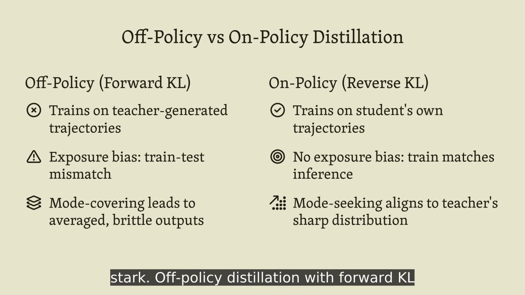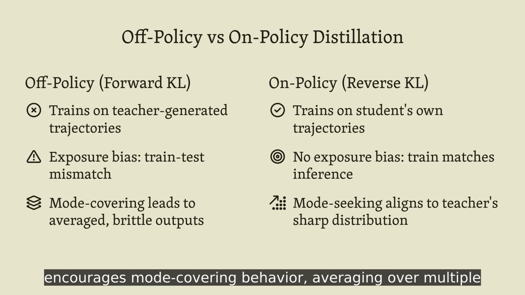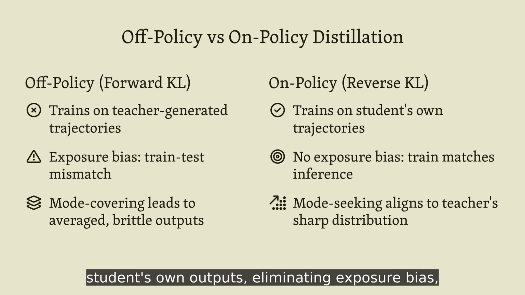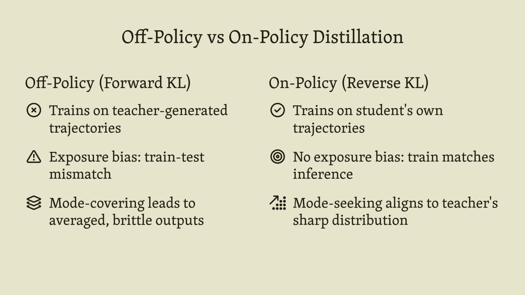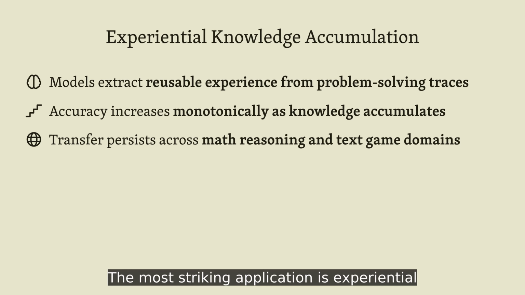When you compare the two approaches side by side, the difference is stark. Off-policy distillation with forward KL trains the student on teacher-generated text, creating a fundamental mismatch between how the model is trained and how it will be used. It also encourages mode-covering behavior, averaging over multiple possible outputs. OPCD trains on the student's own outputs, eliminating exposure bias, and uses reverse KL to seek out the teacher's preferred modes without dilution.